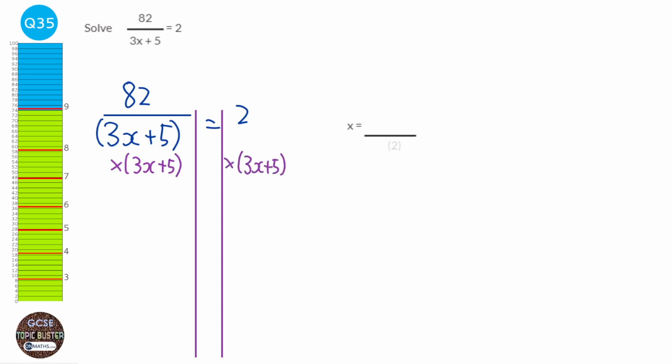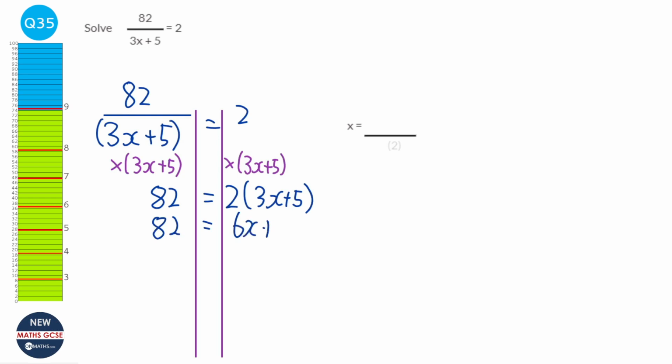Now on the left hand side that just gets rid of the fraction, so we're just left with 82. On the right hand side, we're doing the 2 times the 3x plus 5. Following my rules to get rid of all the brackets first. So 2 times 3x is 6x, 2 times 5 is 10.